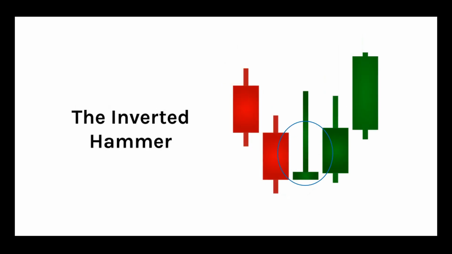The inverted hammer's only visual difference to the hammer is the long wick above the body rather than below. An inverted hammer may be either red or green. An inverted hammer indicates the potential beginning of an uptrend, with the ended downtrend indicating buyers might soon gain control.